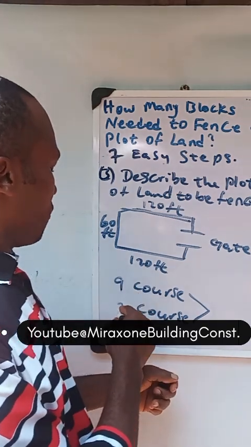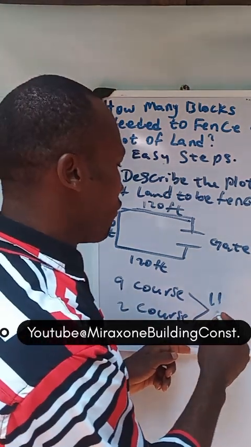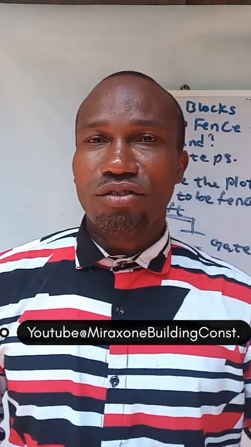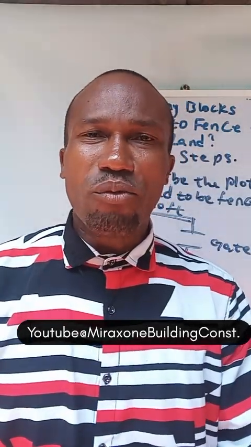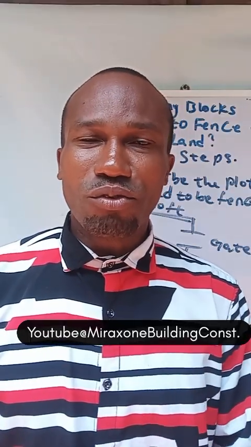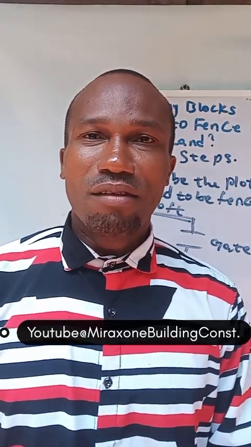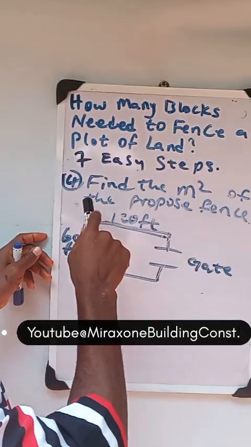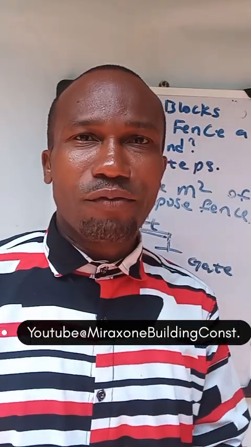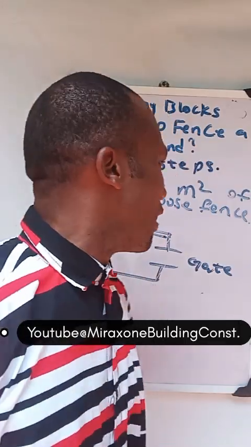So 9 plus 2, that is 11 courses of block in total. Do you understand me? So this is what we are working on. You have to describe, understand the area, what you need to do first. Okay? So that is the third step. Find the meter square of the proposed fence. That's the fourth step. So I want you to pay attention.